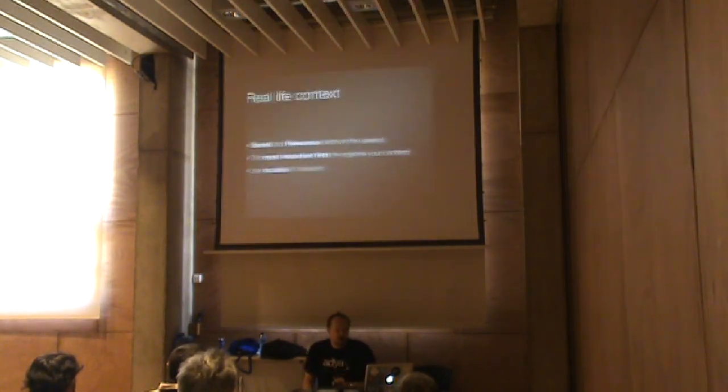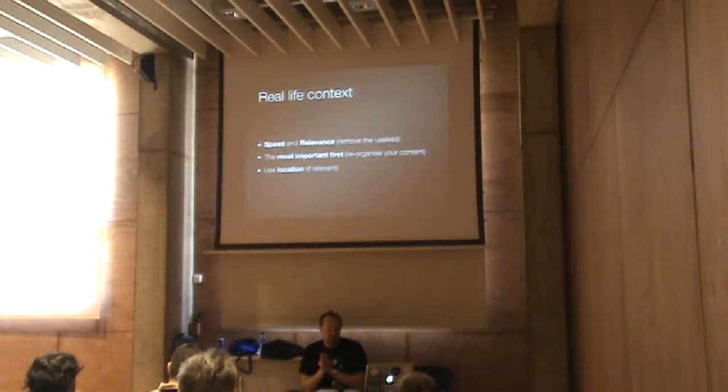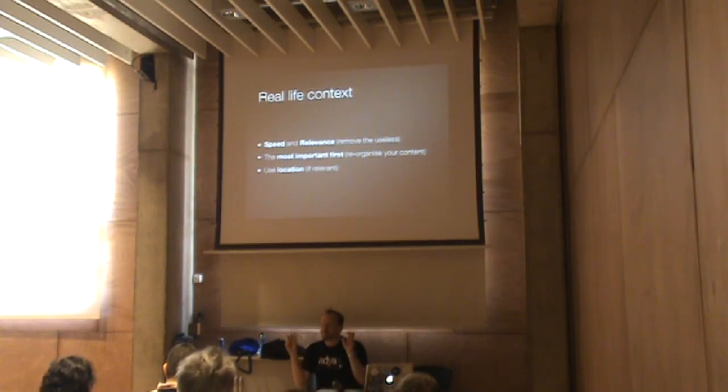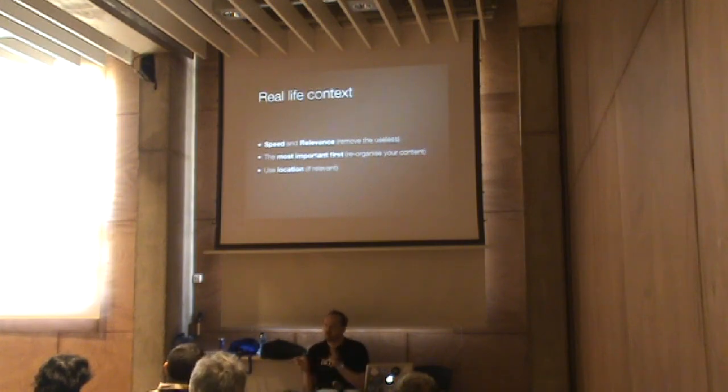So in the real life context, you have to think about speed and relevance. That means removing everything that is not useful for your users. You know, everybody is talking about mobile first. I think it's not that easy. I mean, if you present to your client, okay, let's first conceive your mobile site, then we add stuff on desktop, almost 80% of your clients say, what? So I would say just remove useless stuff from the desktop. It's easier.